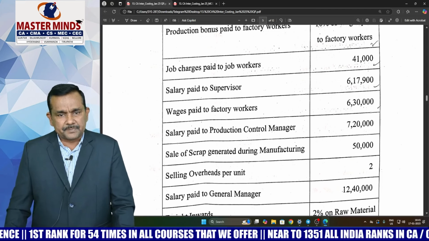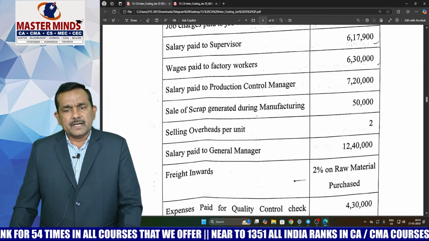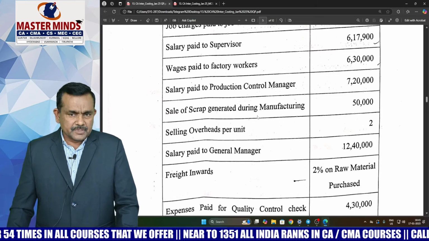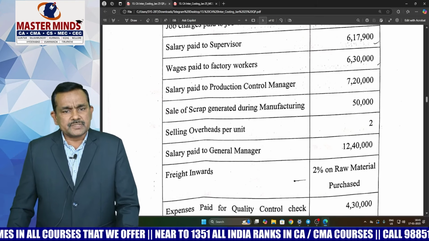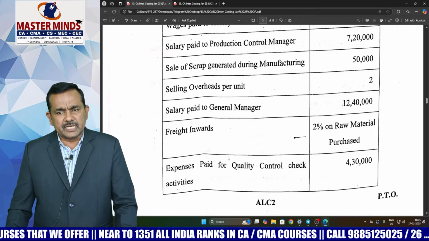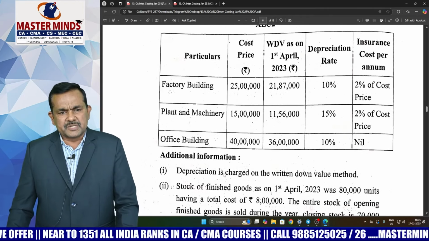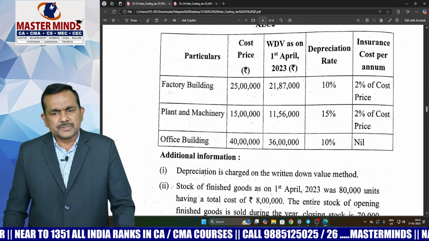So sale of scrap generated during the manufacturing, that should be deducted from factory cost, sir. So selling overheads per unit, salary paid to general manager, so that is general admin, freight inwards. So expenses paid for quality control check. So all these elements, very, very simple elements, sir.